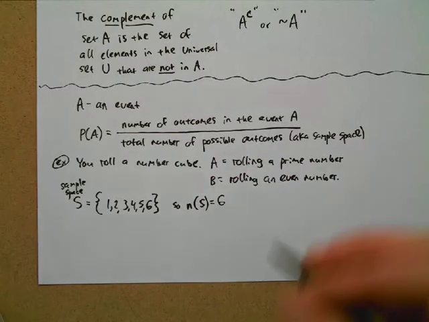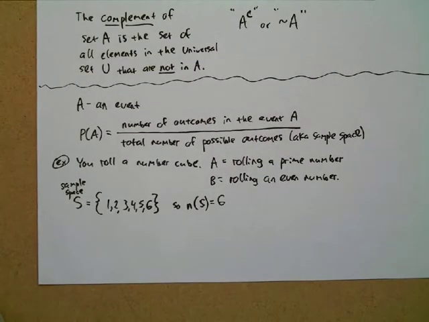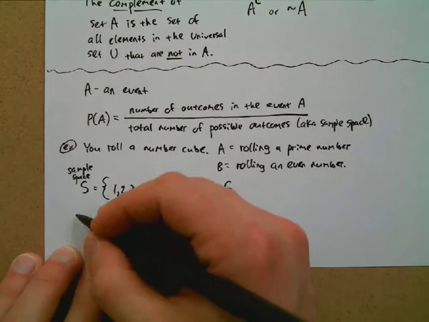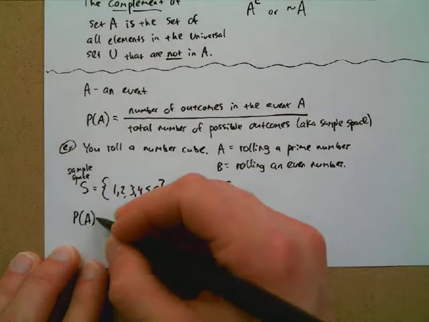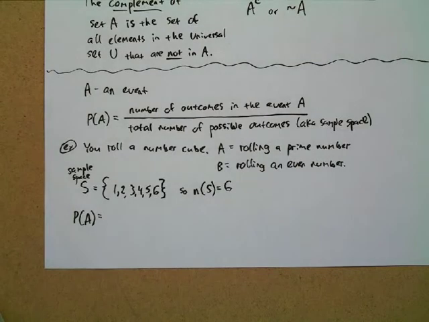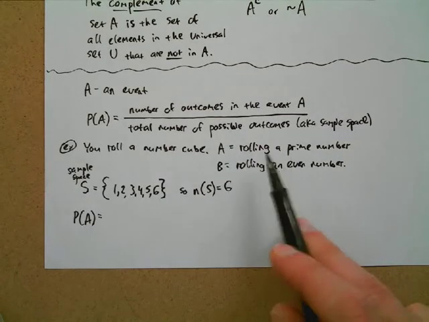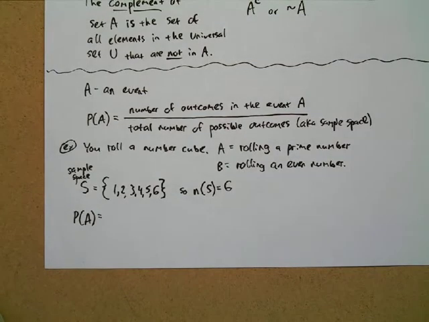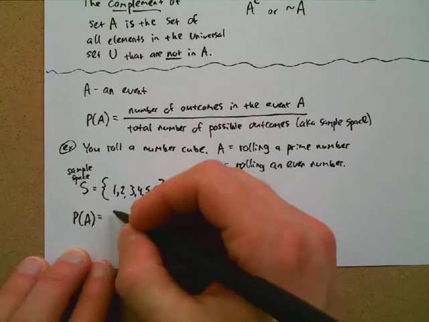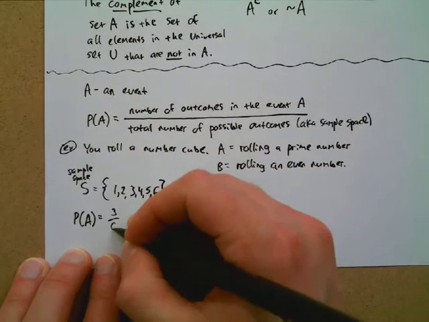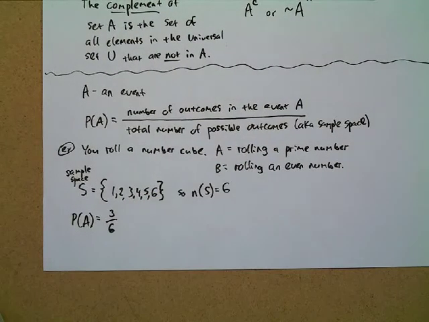All right. So that's our total. That's going to be our denominator, right? All right, let's find then the probability of A. The probability of event A happening. Well, event A is rolling a prime number. How many prime numbers, again, were there on our number cube? 3, right? 3 out of the total of 6. Right? Or it simplifies to 1/2.